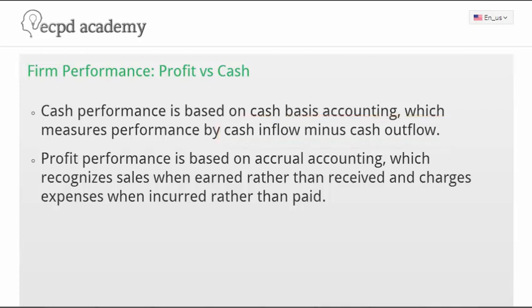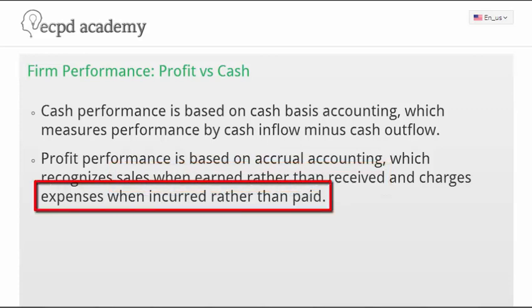However, accounting standards require or allow counting revenues also when earned even if these are collected later, and deducting expenses even if these are paid later too. This is profit performance calculated under accrual accounting, which recognizes sales when earned rather than received and charges expenses when incurred rather than paid.